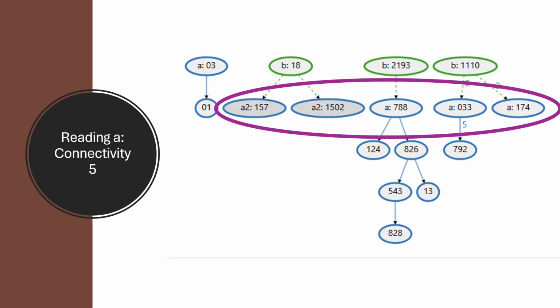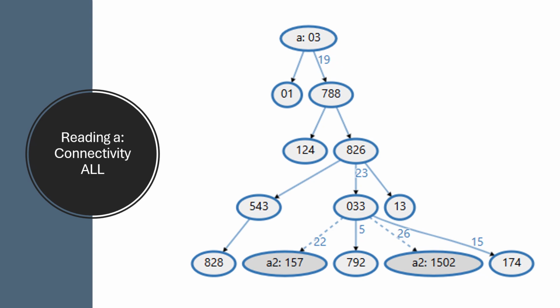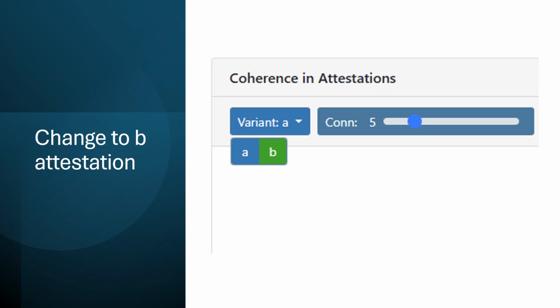In order to find coherence within the attestation, I must set the connectivity to all and allow some witnesses to rely on their 5th, 15th, 19th, 22nd, 23rd, and even 26th most likely potential ancestor. To assess the coherence of the attestation for reading B, we must change that variant by clicking on the button on the far left of the module and selecting B.